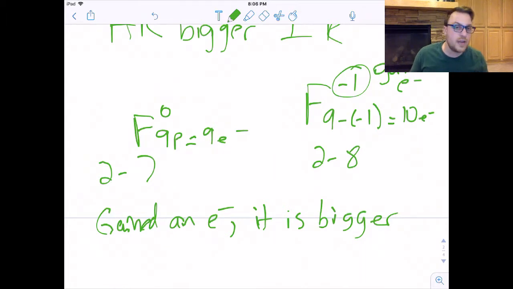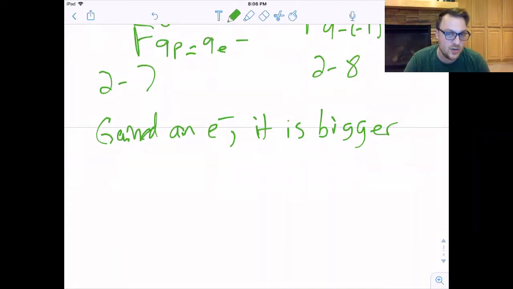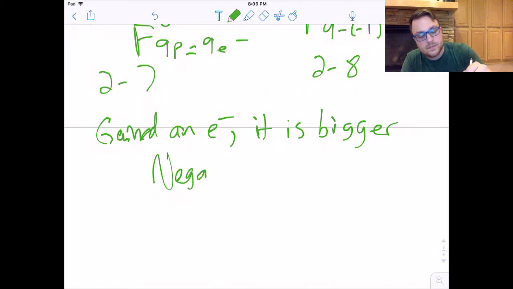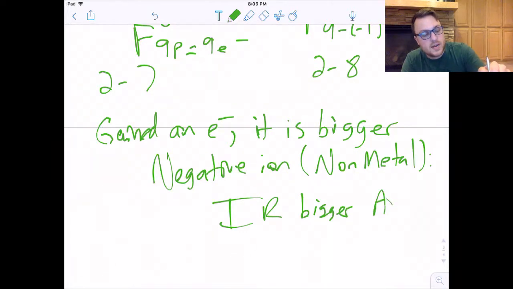But generally speaking, I feel comfortable with the fact that if you understand that this has gained an electron, as atoms gain electrons, they will start to get bigger. So for a non, which will often be your nonmetals, the ionic radius is bigger than your atomic radius. And that's about it. That's all I really wanted to talk about with periodic table.